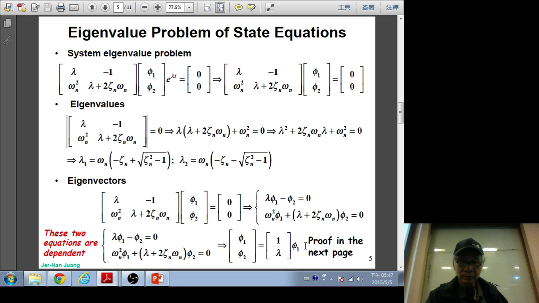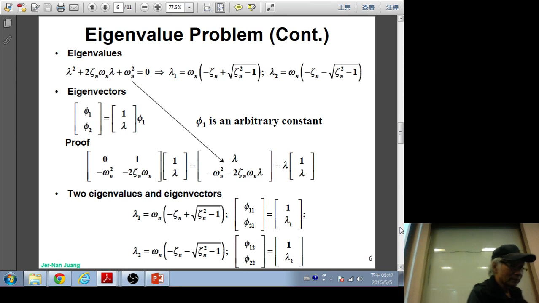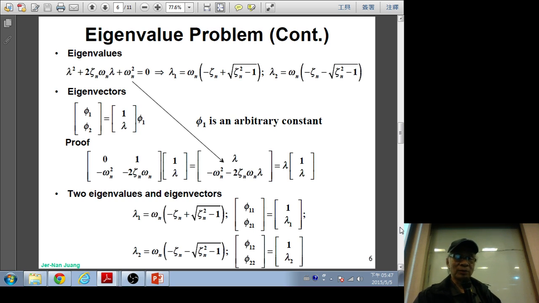All right. The next page will show you the eigenvector definitions and how we compute the eigenvectors. For example, in the last page we said phi1 phi2 equal to 1 lambda phi1. That's my eigenvectors. So let us prove that.